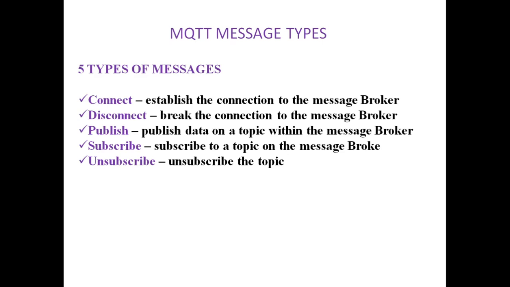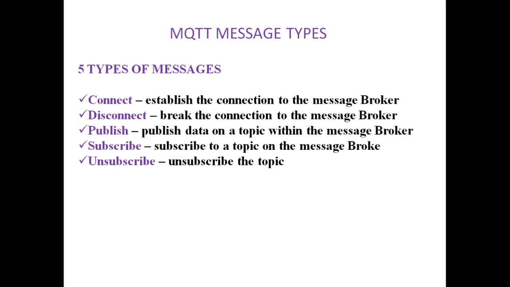So those are the important messages. When you talk about MQTT, we are going to discuss those messages and how they differ from each other. We have 5 important MQTT messages. First, there is a connect message, which establishes the connection to the message broker. Disconnect breaks the connection to the broker. Publish sends data on a topic within the message broker. Subscribe subscribes to a topic on the message broker, and unsubscribe is just for unsubscribing.